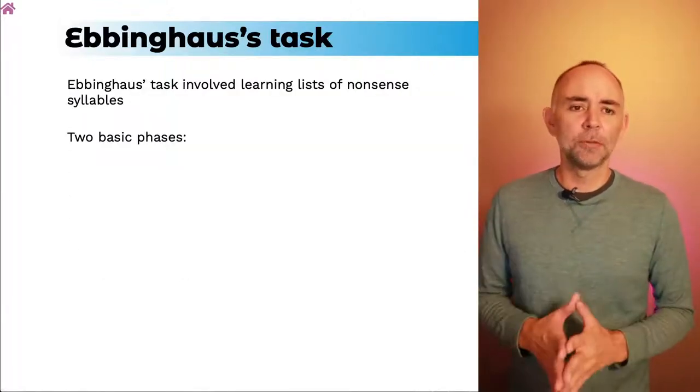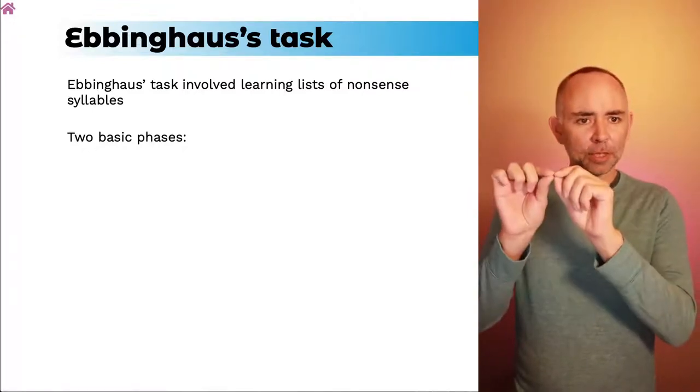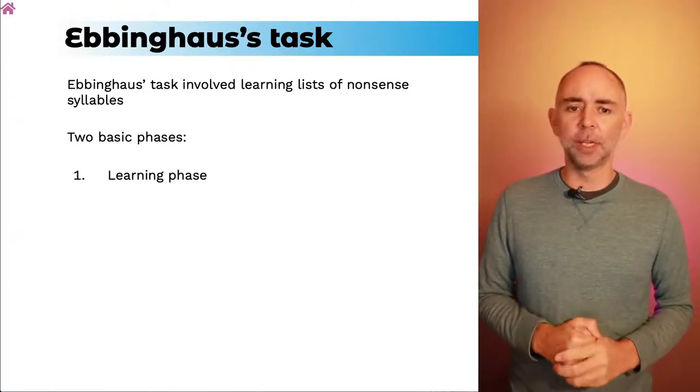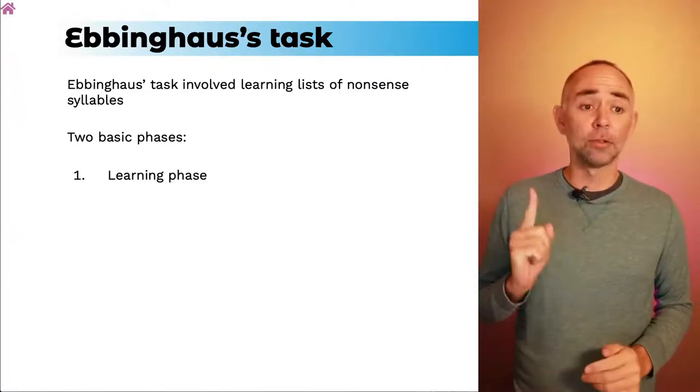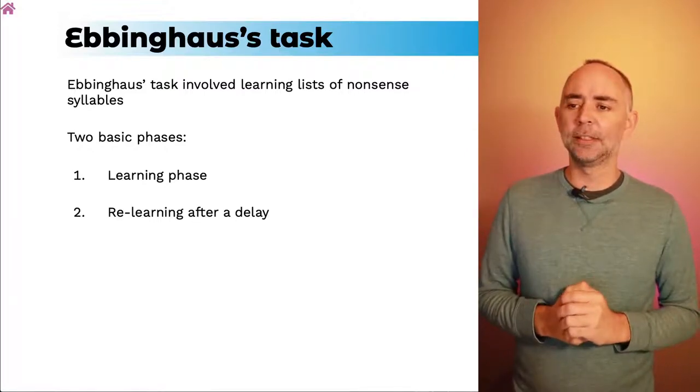So this was a preview of Ebbinghaus's task. He was learning how to recite whole lists of nonsense syllables. There were two basic phases in his task: the learning phase and relearning after a delay.